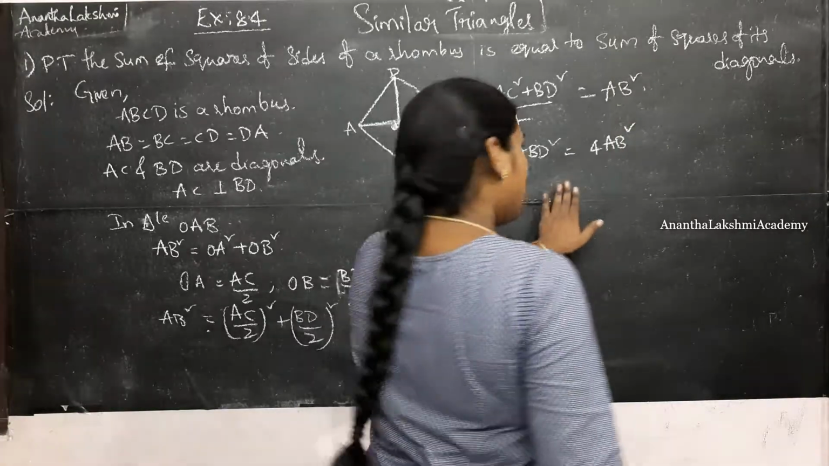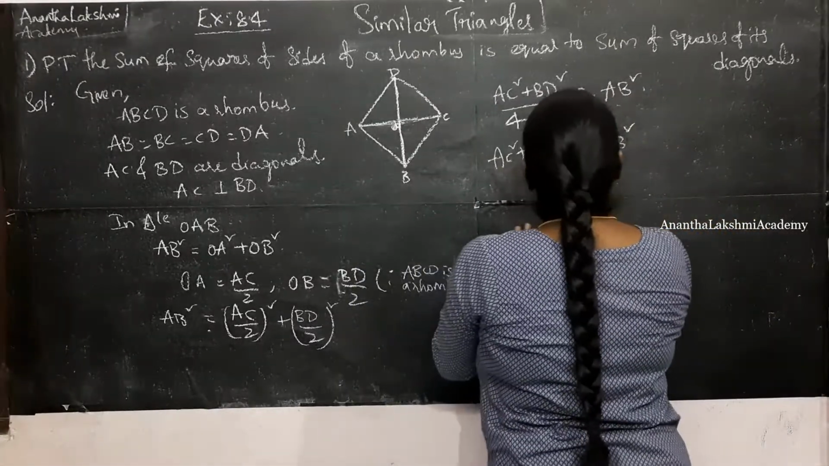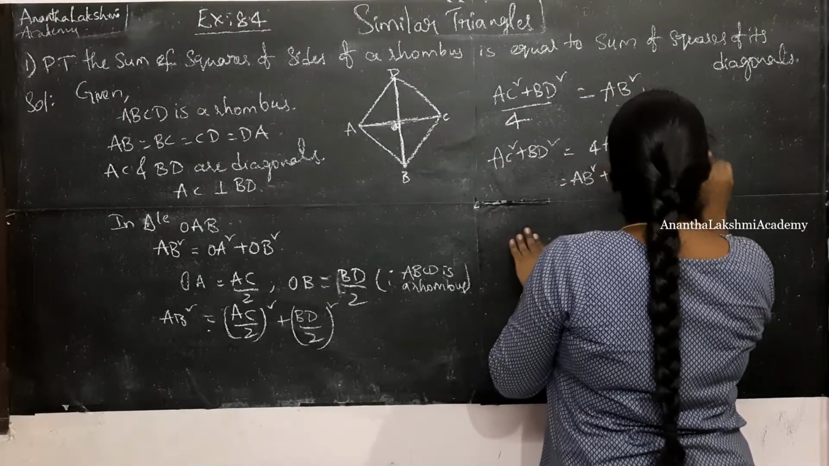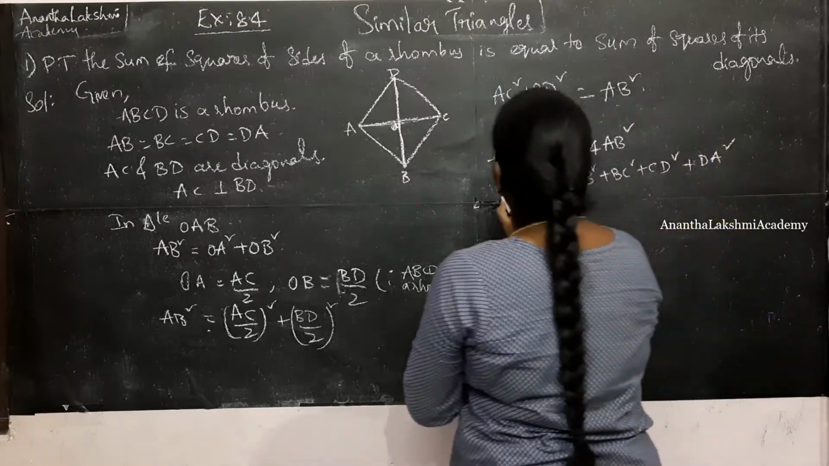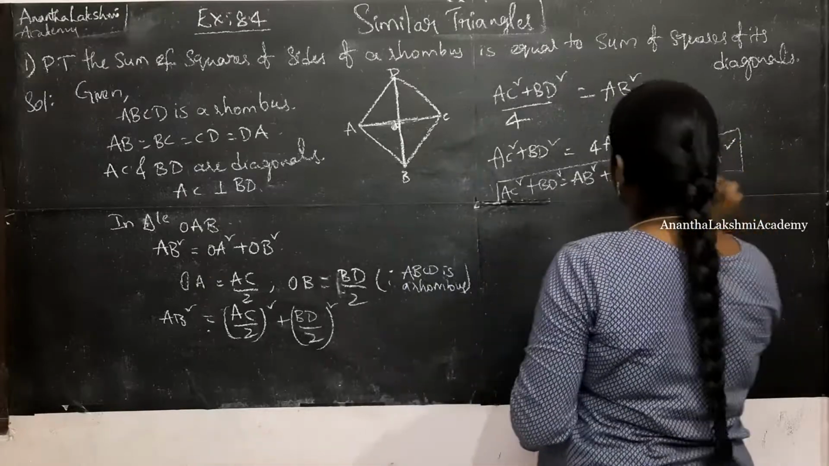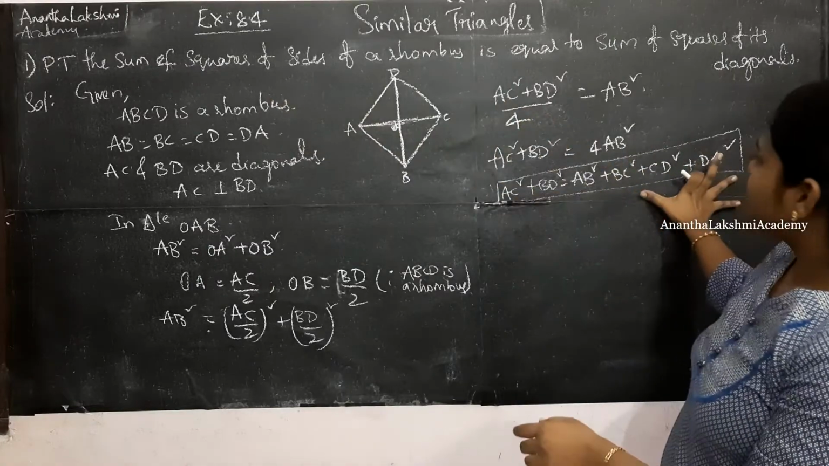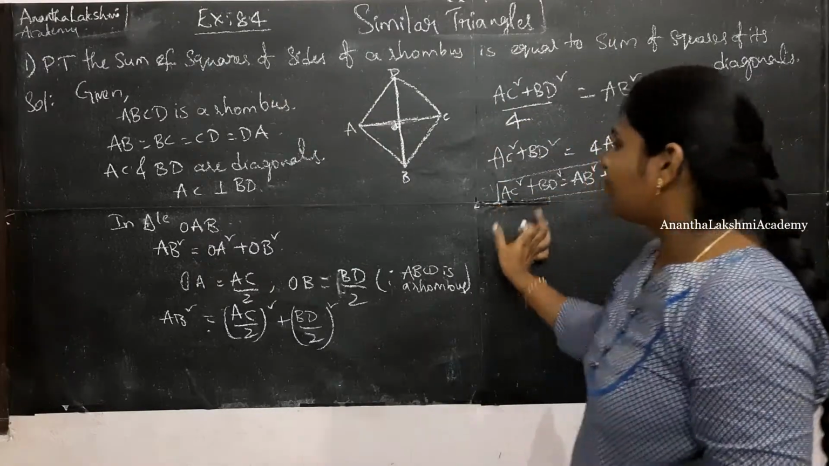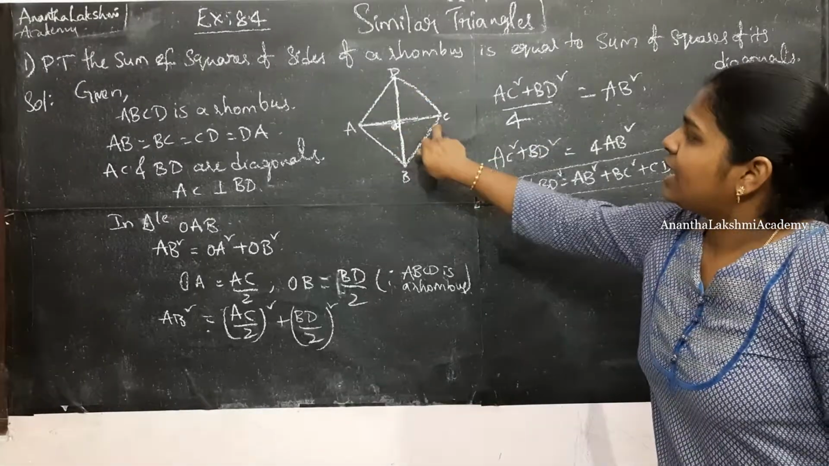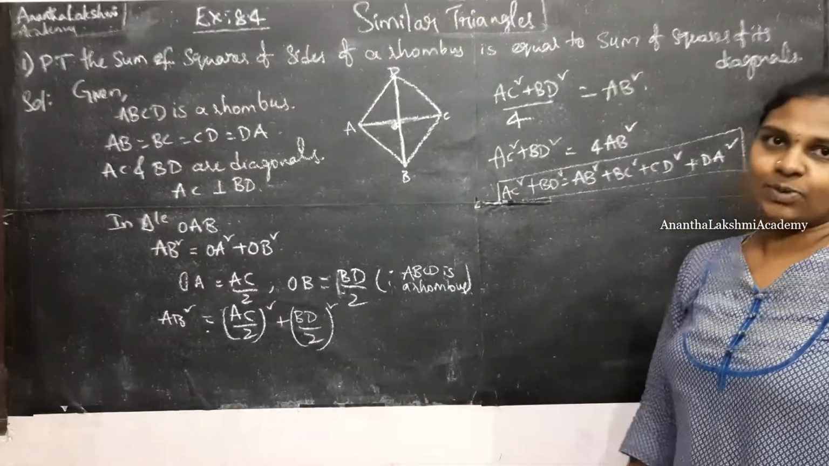Now, instead of 4 times AB square, I am going to write it as AB square plus BC square plus CD square plus DA square, or AD square. Now what is this? The sum of squares of sides of a rhombus is equal to the sum of the squares of its diagonals. Did we prove the same? AC square plus BD square is equal to AB square plus BC square plus CD square plus DA square.